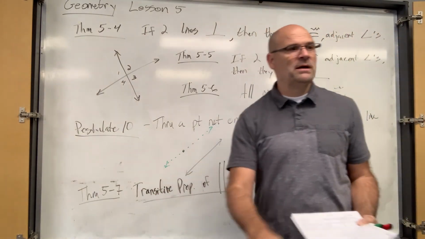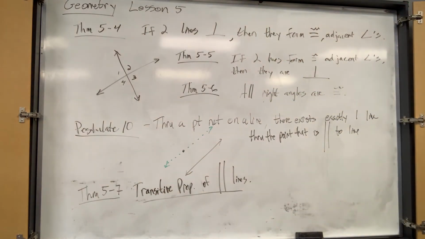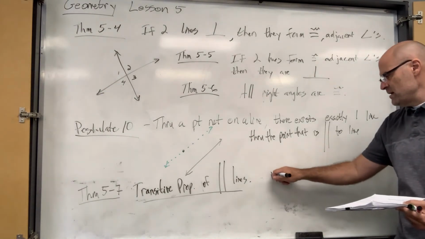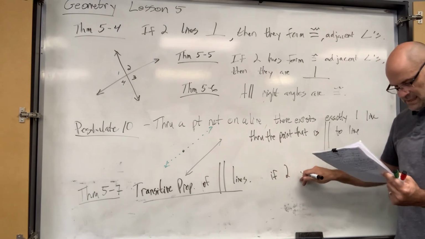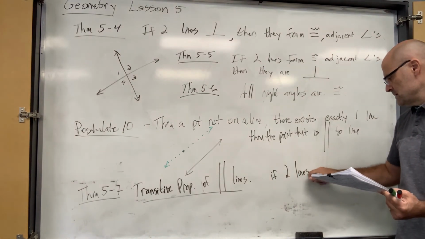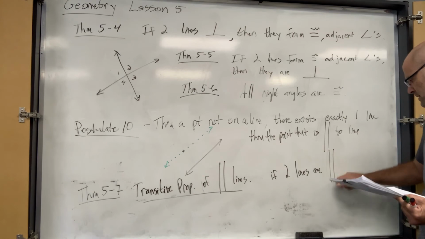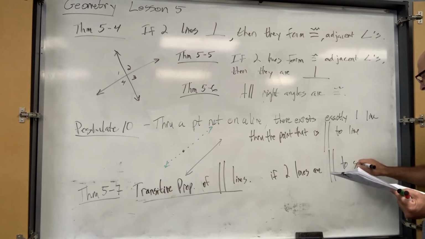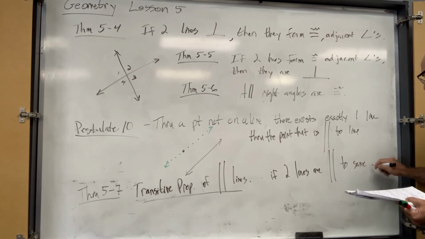If one line is parallel to another line and that line is parallel to a third line, then that first one has to be parallel to the third one. Another way to say it is this: if two lines are parallel to the same line, then they're parallel to each other.